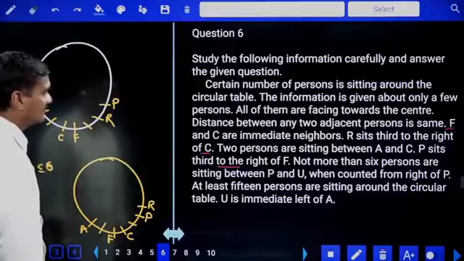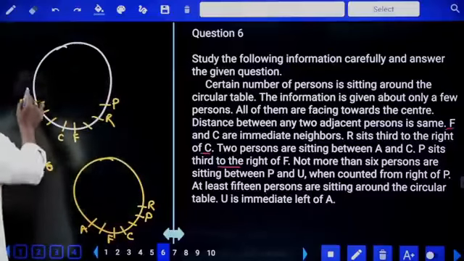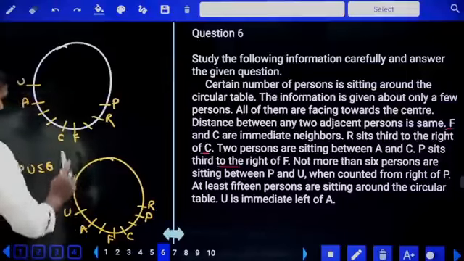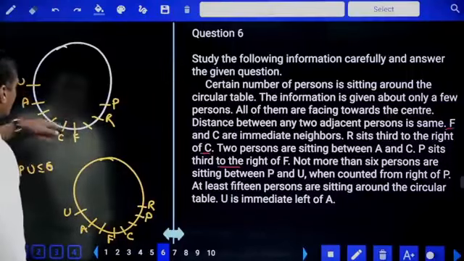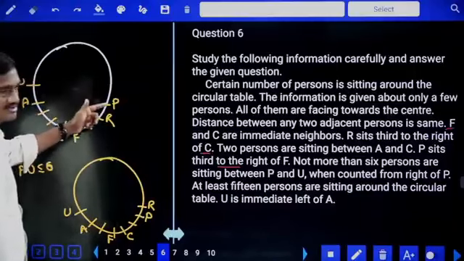And at least 15 persons are there, U is an immediate left of A. U is an immediate left of A, U is here. Now in this case, count the total number here, 1, 2, 3, 4, 5, 6, 7, 8, 9 members.